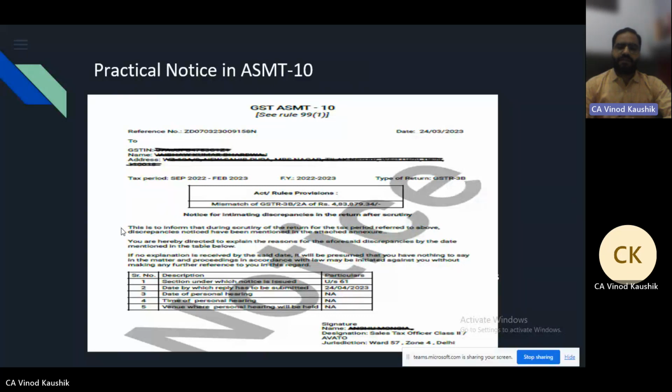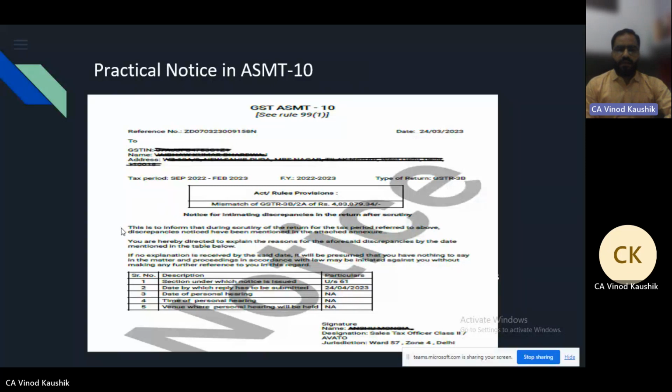We scrutinized our 3B and 2A accordingly, and then we found that there was a bill of entry related to import of goods wherein our client has claimed an ITC of this amount, 483 something. That import bill of entry is now reflected in 2B, but earlier during that time it was not reflecting in 2A. The system of IceGate and GSTN was not synchronized.